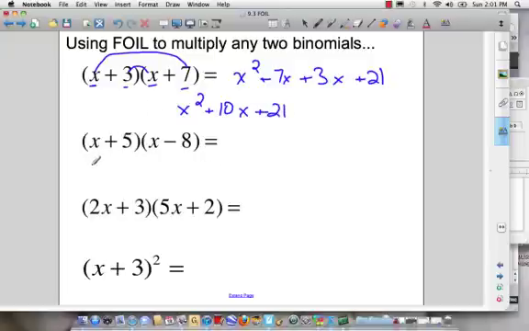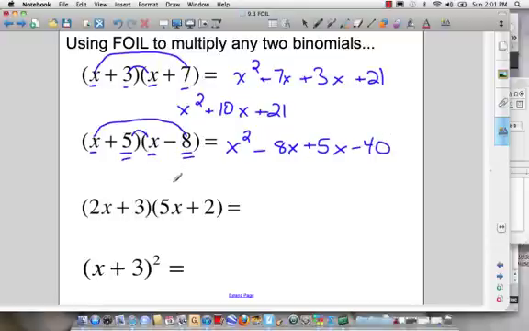Okay, here's another example. This time there's a minus sign, so the first is x times x, x squared again, and then the outer is minus 8x. The inner, oops, let me make that a little neater. The inner product is positive 5x. And last, 5 times negative 8 is minus 40. Cleaning that up, we get x squared. We have negative 8 and positive 5. That leaves us with minus 3x and then minus 40.